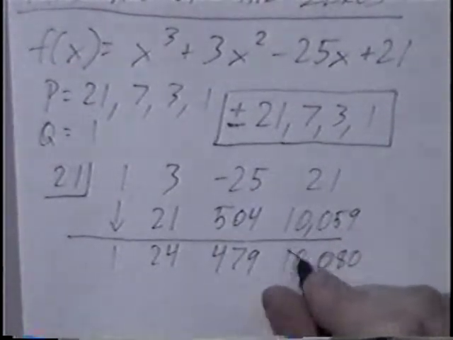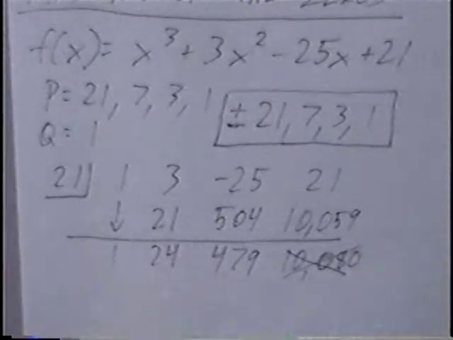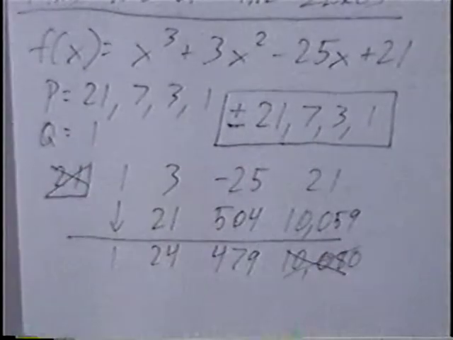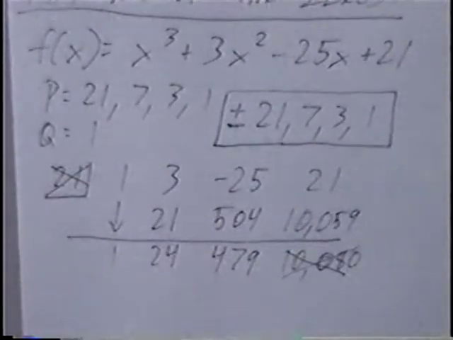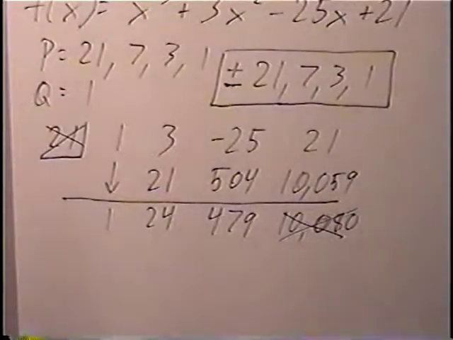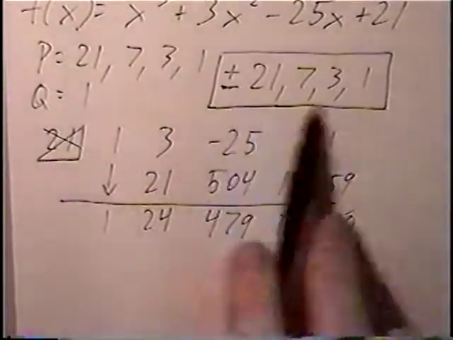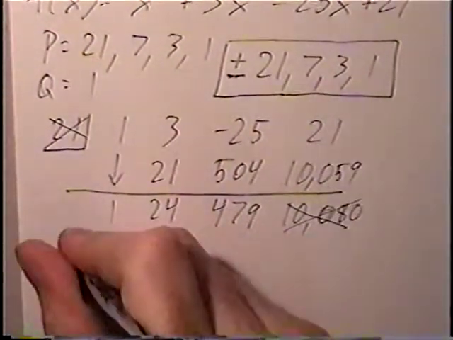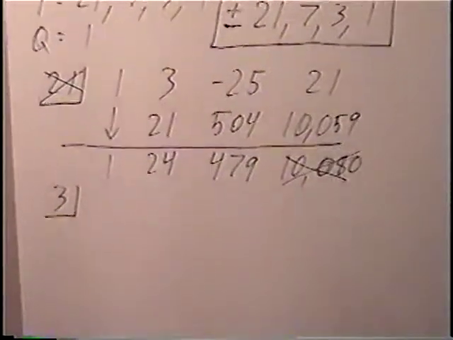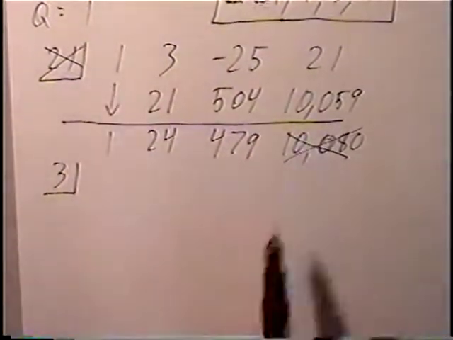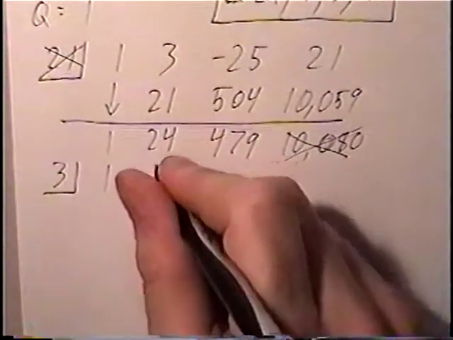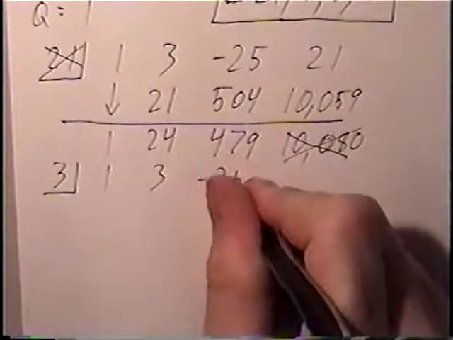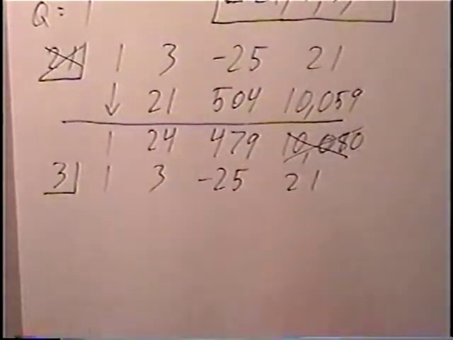So again, since this is not 0, that means the 21 does not work for the function. But again, we have to go through the other possible zeros to find the zeros for the function. Continuing on, picking another number to go through, I'll skip ahead and use number 3, which will end up working for this question. Again, using the same coefficients we had before, 1, 3, negative 25, and 21.